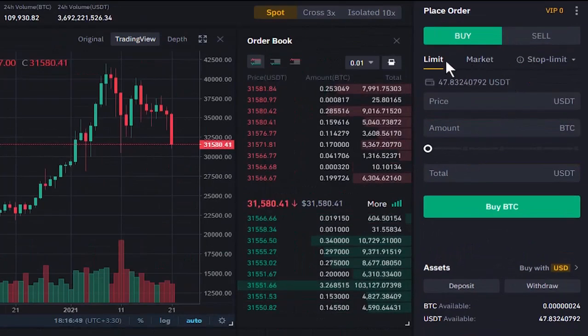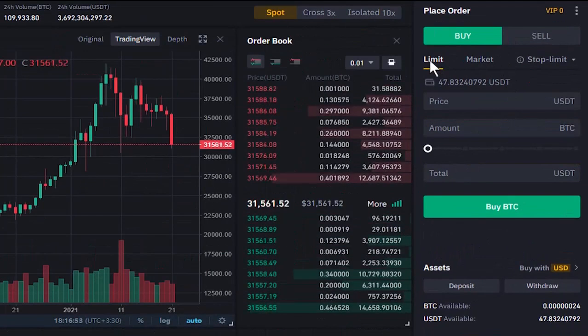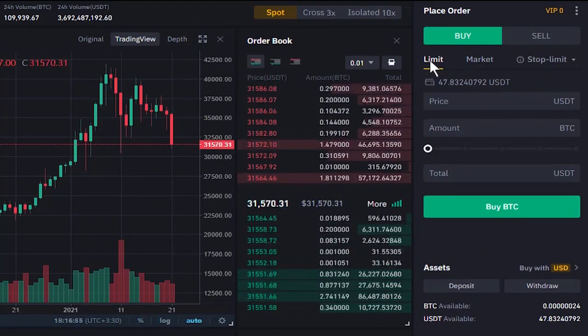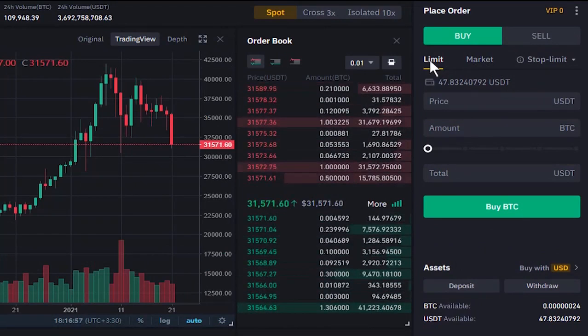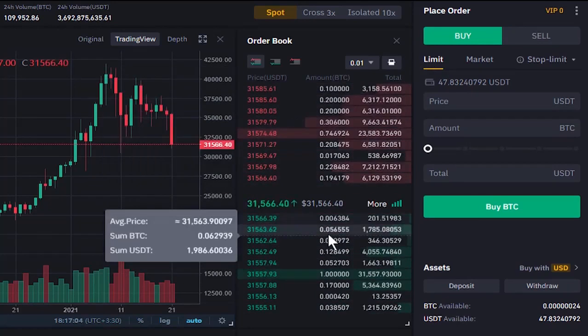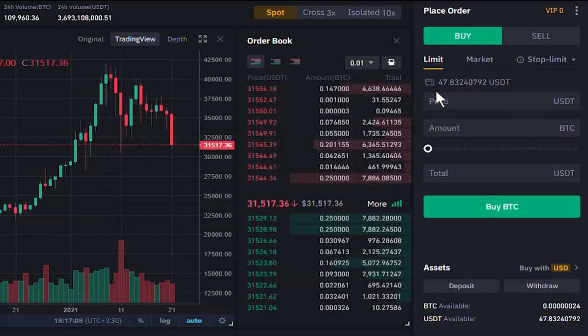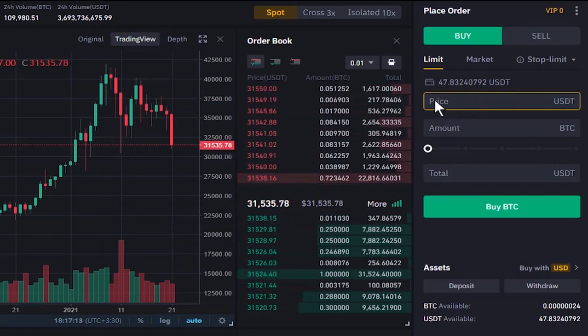Alright, now let's place a limit order and see what it is and how it can be helpful. A limit order is not like a market order that is executed quickly at the current price of the market. A limit order is a kind of pending order, and it's placed in the order book, and it will be executed when the price reaches the level that you have specified. We call it the limit price.